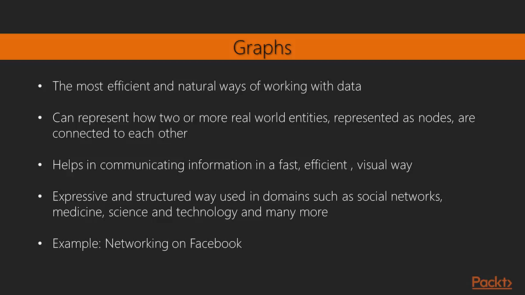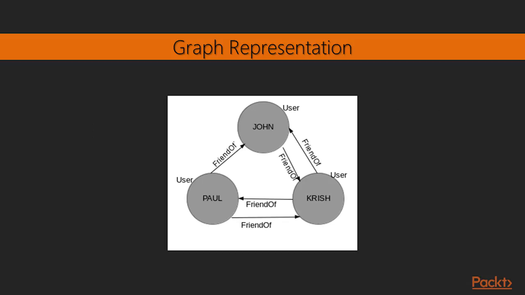Since graph systems allow us to express anything in an expressive, structured way, we can apply these systems across domains such as social networks, medicine, science and technology, and many more. To better understand graph representations, we can take a look at examples of networking on Facebook. Let's assume there are three friends, John, Paul and Krish, connected on Facebook. John, Krish are mutual friends. Paul, Krish are mutual friends, and Paul is a friend of John. How do we represent this information?